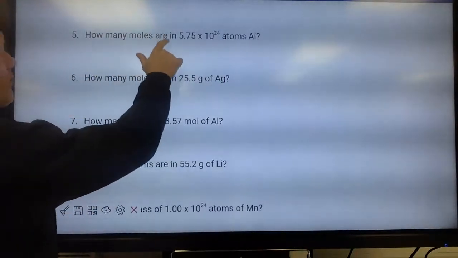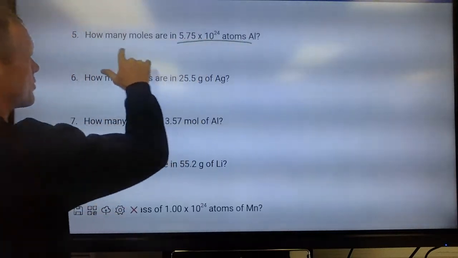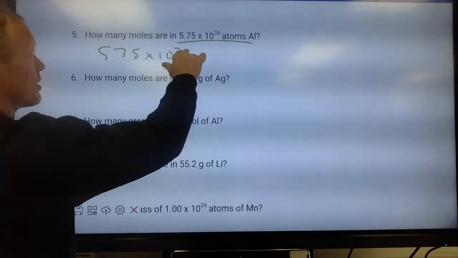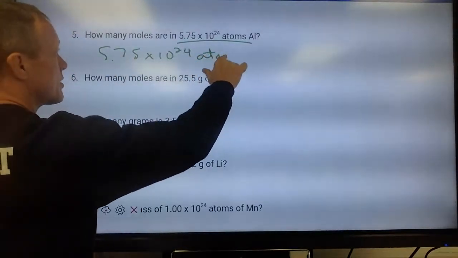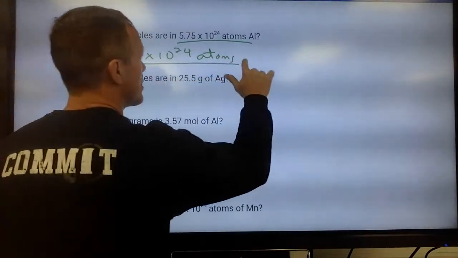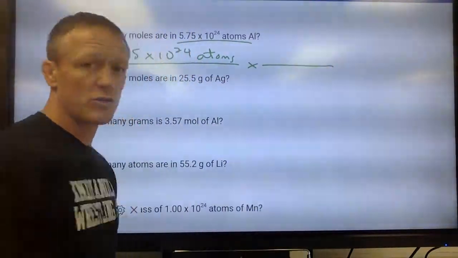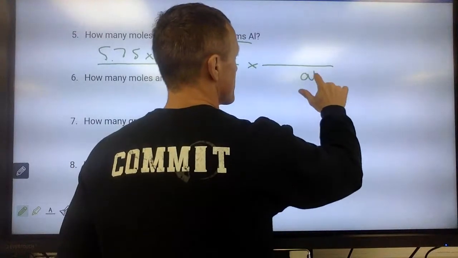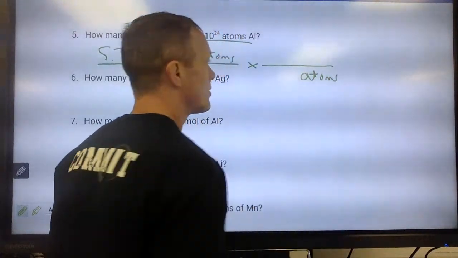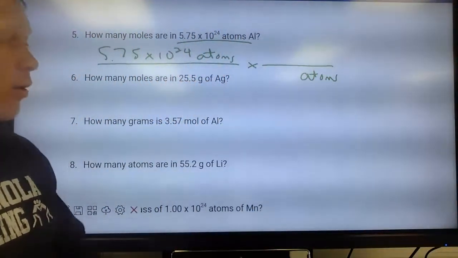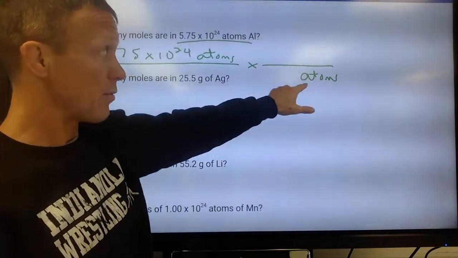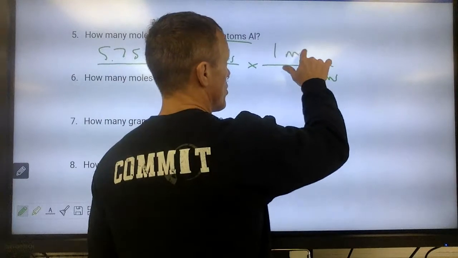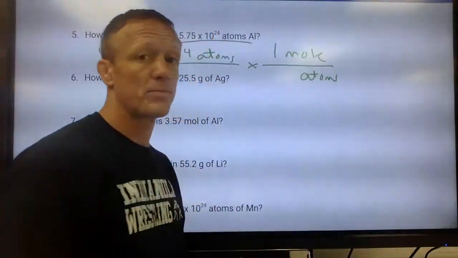Here's number 5. We have this many atoms of aluminum. So I start with that number, 5.75 times 10 to the 24th atoms. Nothing goes underneath that ever. Remember, whatever label's here comes down over here, so that's going to be atoms over here. And I always write the word 1 mole in one of these spots. Well, I can't write the word 1 mole down here, because atoms is already there. So my 1 mole goes right there.